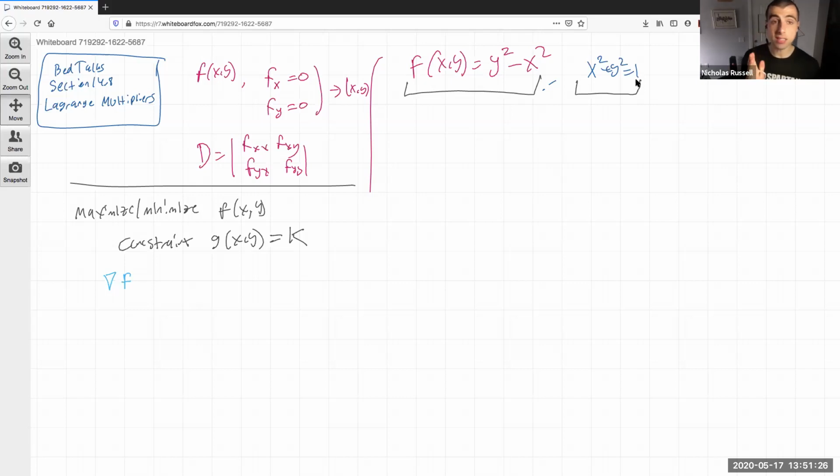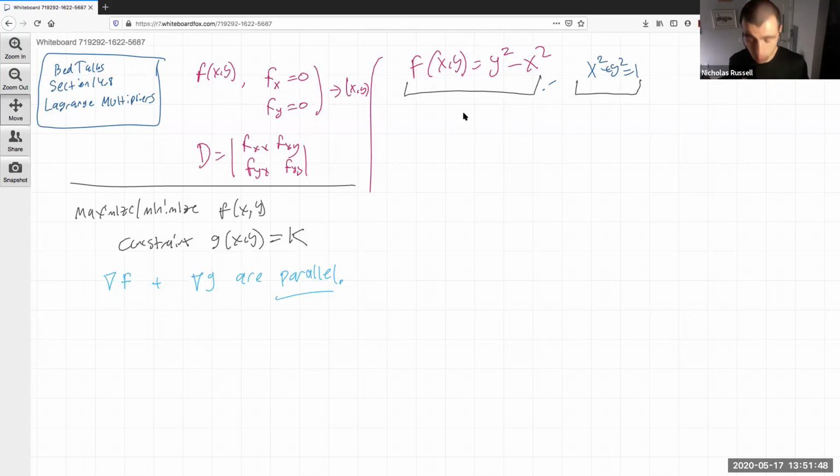And I basically want to find where the gradient of f and the gradient of g are parallel. Okay, I want to find where these guys are parallel. Now, why is this? Why do I want to find that these are parallel? Well, this always relates to contour lines in the same exact way.